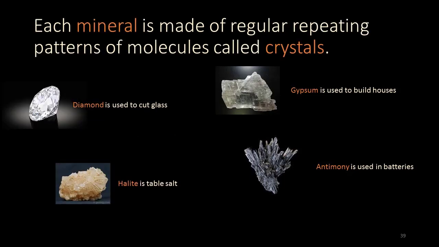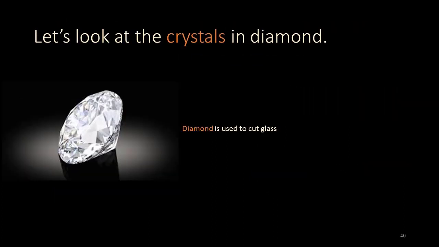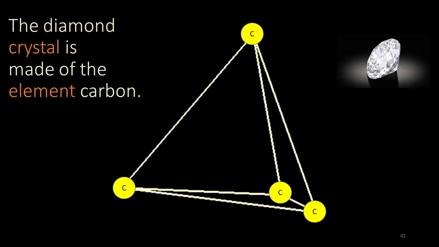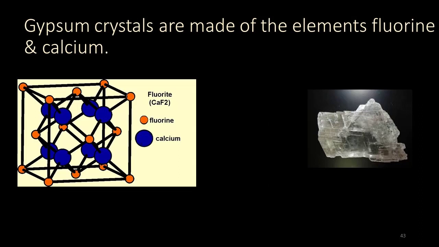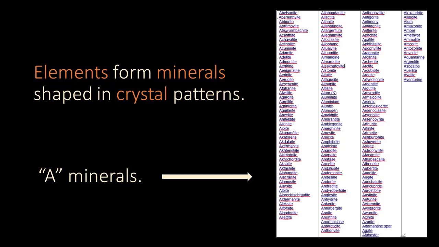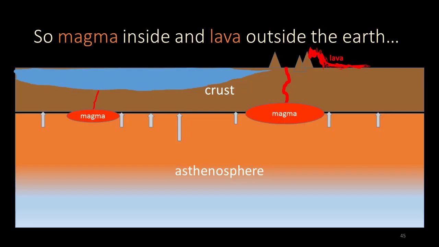Each mineral is made of regular repeating patterns of molecules called crystals. This is a diamond, and it has this crystal form, shaped like a pyramid with carbon at the tips. Salt or halite is made of sodium and chlorine. Gypsum, made of fluorine and calcium. These are a few minerals. There are thousands of these things.